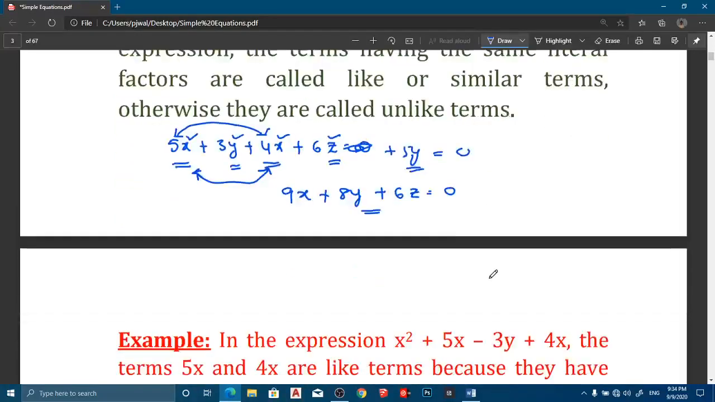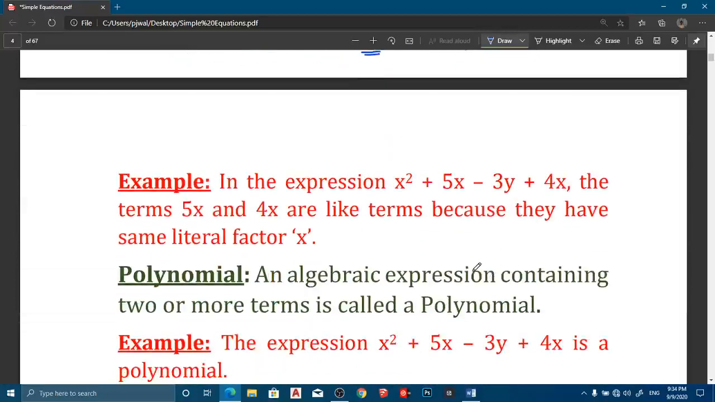Now you can see one more example here. In this expression, x square plus 5x minus 3y plus 4x, only 5x and 4x are like terms. Observe here, x square is different. x square is different from x. This x square is actually 1 into x square, and this is 5x. Even though it looks like the same variable, x square is different from x. x square means the product of two variables, x into x.